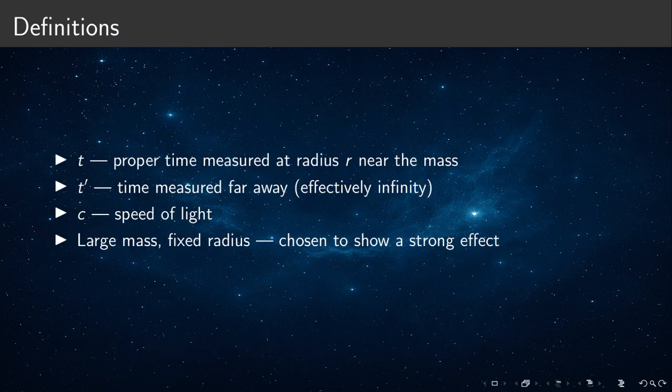Definitions. Here are the definitions used throughout the presentation. T is the proper time measured locally near the mass. T prime is time measured far away, effectively at infinity. C is the speed of light. We consider a large mass at a fixed radius to make the effect clear and measurable.